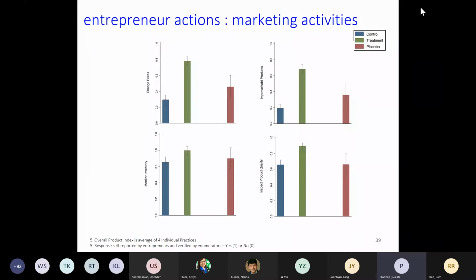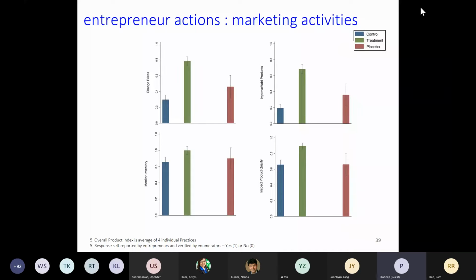Okay. So here are the marketing activities we look at, and we look at four of them. Again, I apologize for the y-axis that you may not be able to see. So the four things we look at are how often they change prices, whether or not they are monitoring their inventory, whether or not they inspect product quality, and whether they add more products, improve their portfolio of products that they offer, etc. Okay. So those are the things that we look at.